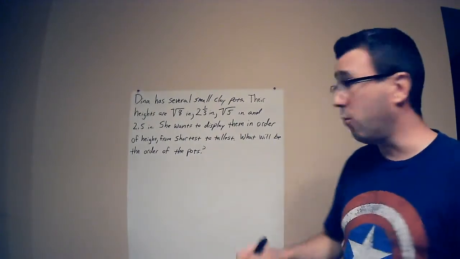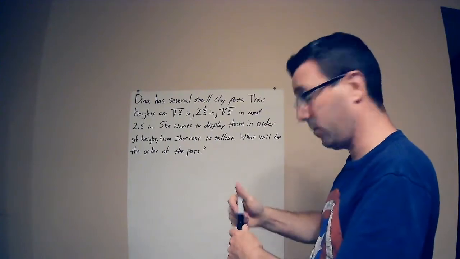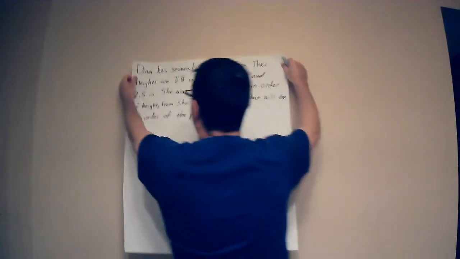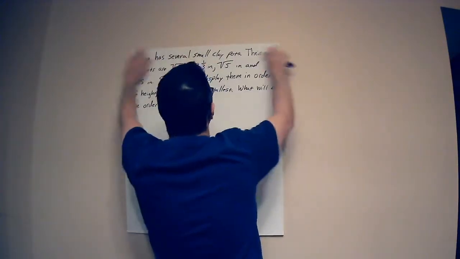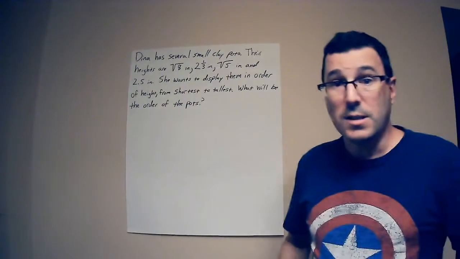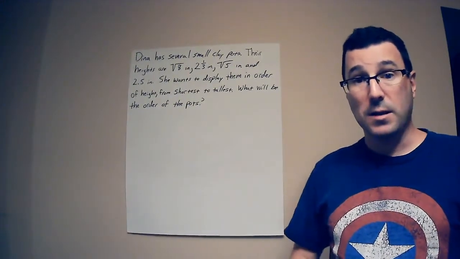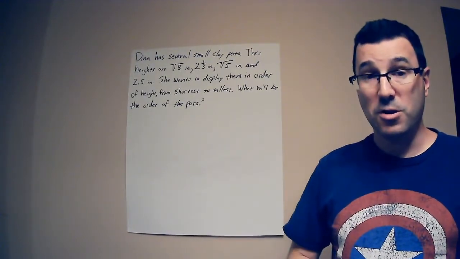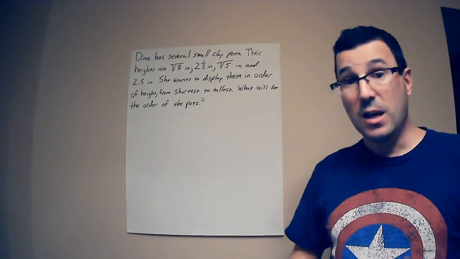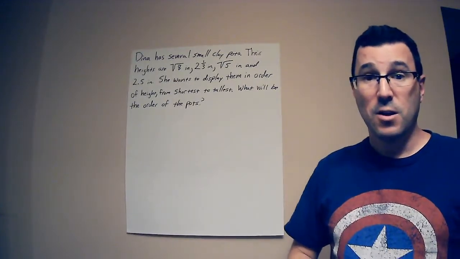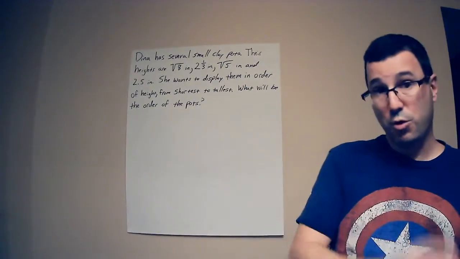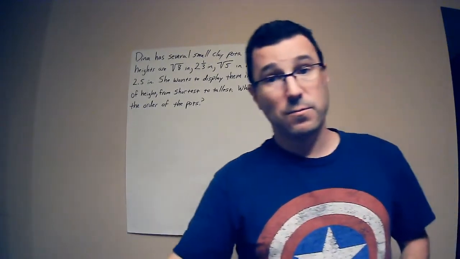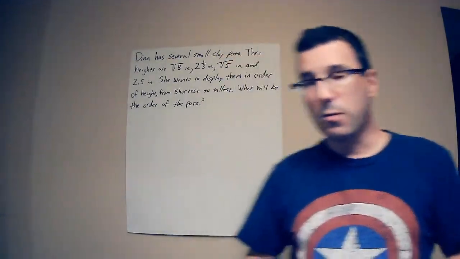Lastly, I had to do a word problem, and I'm gonna raise this up again. All right. So, Dina has several small clay pots. Their heights are square root of 8 inches, 2 1/3 inches, square root of 5 inches, and 2.5 inches. She wants to display them in order of height from shortest to tallest. So what will be the order of the pots? Flip over my paper.